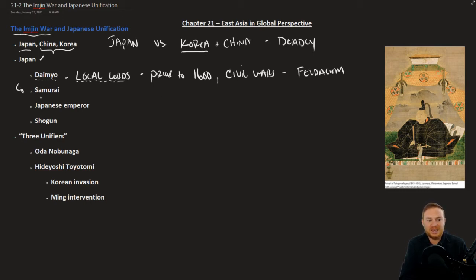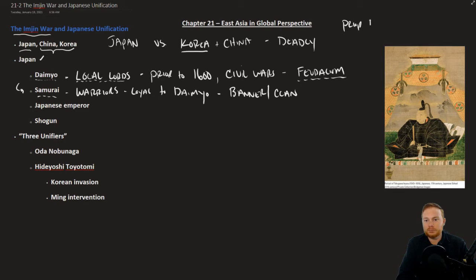Daimyo employed samurai. Samurai were warriors who were loyal to daimyo. Typically, each daimyo had a banner, or might even be referred to as a clan. And so in this feudal period, especially prior to 1600, it was very common for banners and clans to fight one another in Japan pretty much endlessly. And that's really what characterized the nature of warfare.